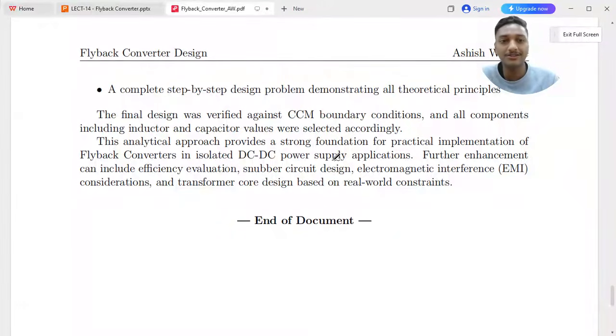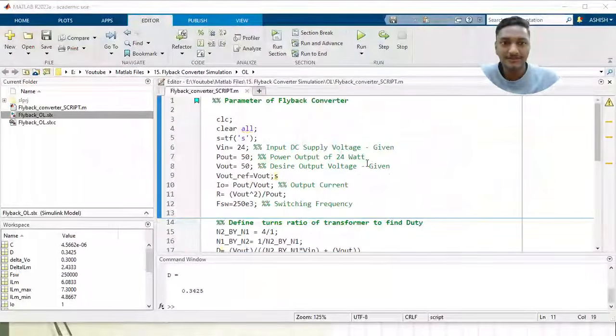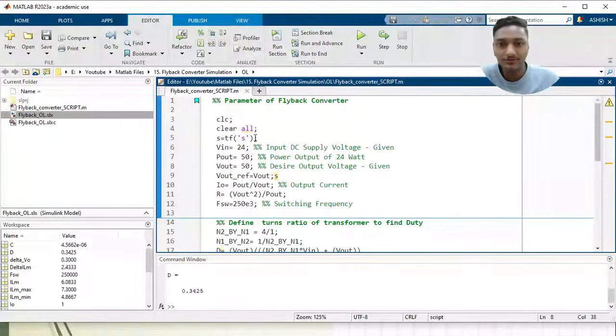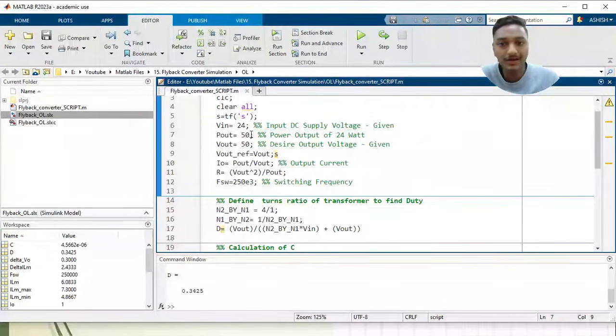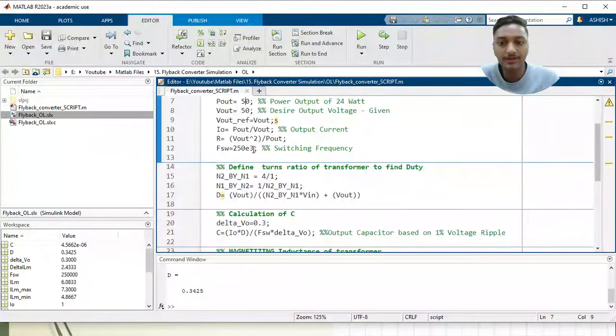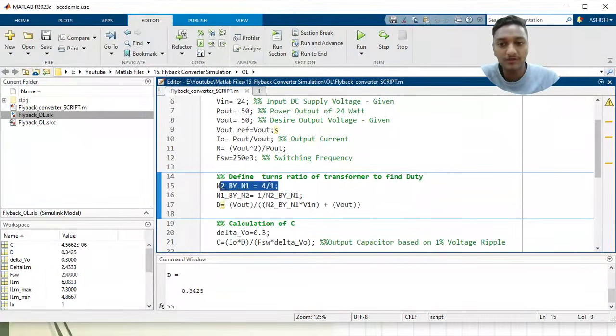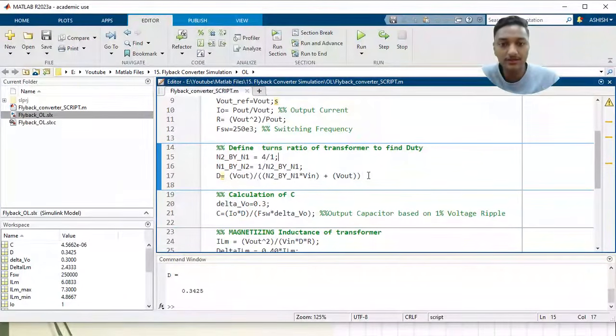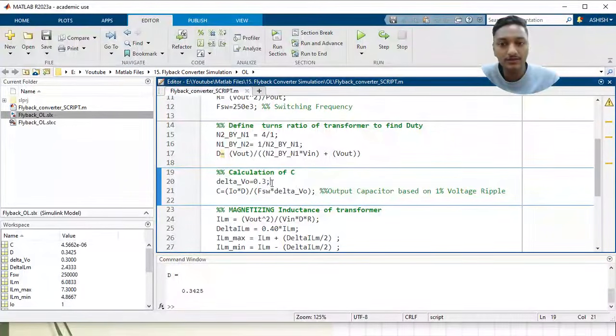Now we will shift to our Matlab window. Here we are in our Matlab window. The same design problem which I have discussed, the same parameters I have taken. My input voltage is 24 volt, output is 50 volt, and output power is 50. Switching frequency is 250. N2 by N1 we have selected as 4 to 1. The duty ratio is calculated with the same formula I have used. For delta V naught, I have considered a stringent requirement of 0.3 volt.